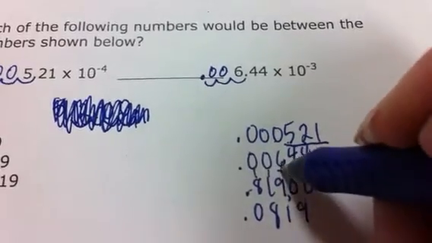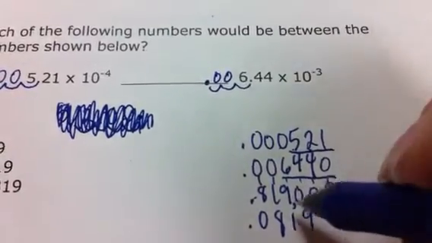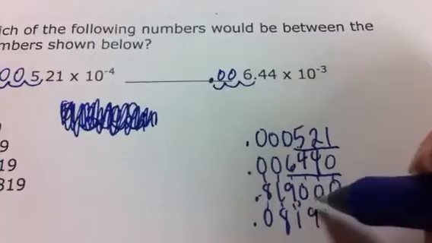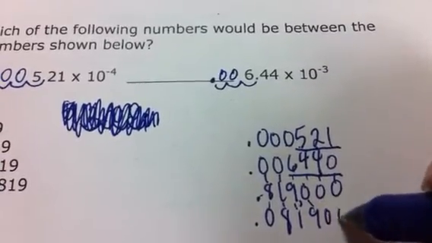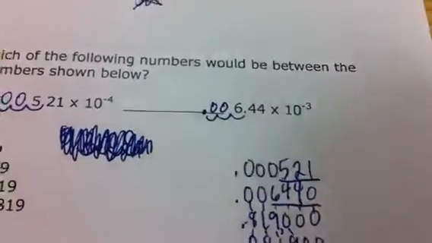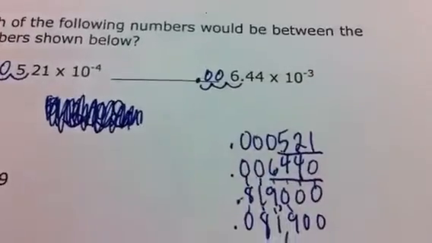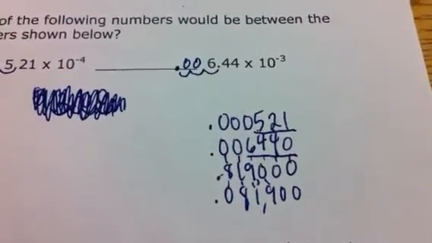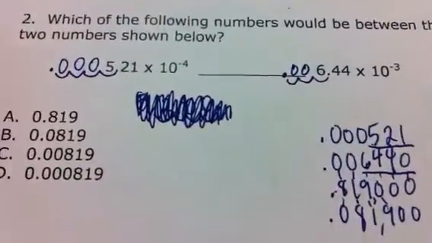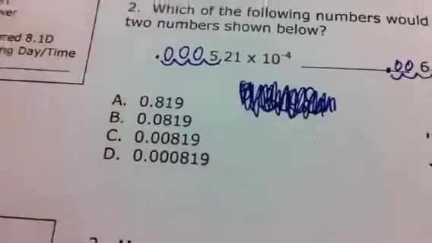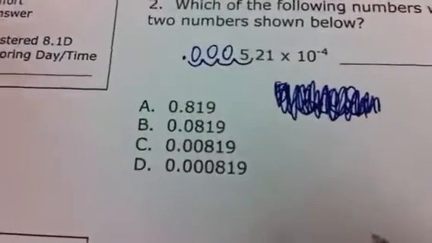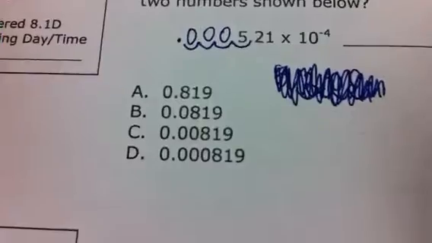If we lined these up and filled it in, it would be 81,900. Okay, so 81,900 is much bigger than 6,440. So now let's go to the next one.